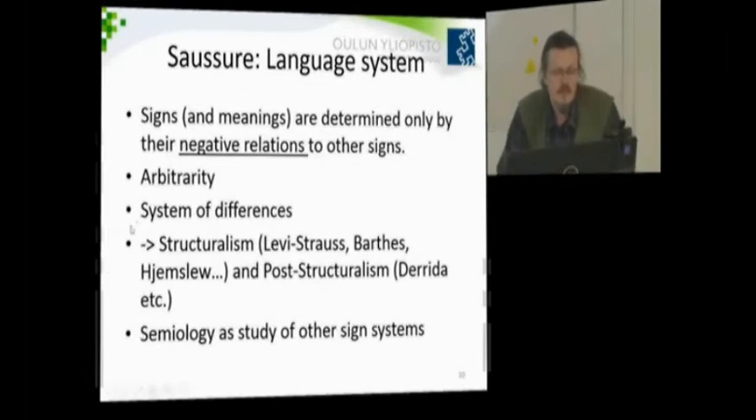Although Saussure made his own study just for language, the human language, he stated in his main posthumous book that there could be a science called semiology, which would study other sign systems. And that's why those later structuralists started to develop semiology as a study of any kind of sign systems.